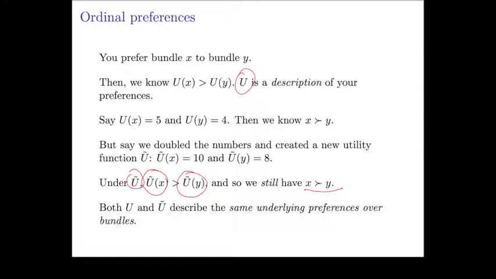In fact, any pair of bundles such that you prefer X to Y when your utility is given by u, you're going to prefer when your utility is given by u tilde, because you're just doubling the numbers. Right? So u and u tilde describe exactly the same underlying preferences. In other words, you can have many different utility functions that represent the same exact preferences.